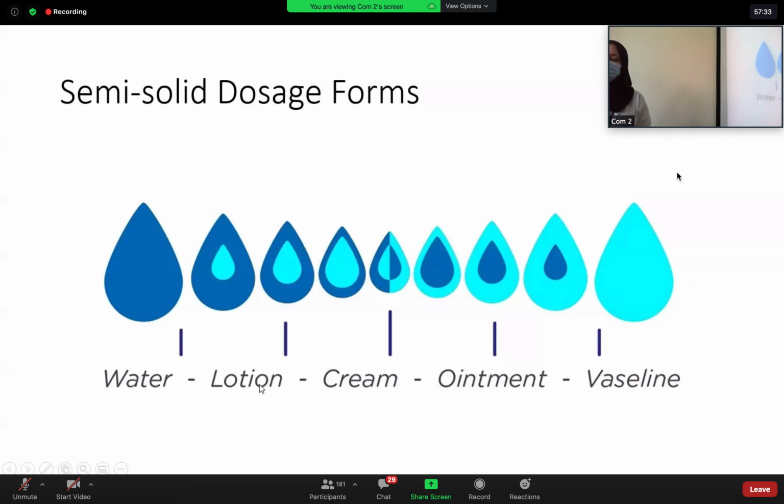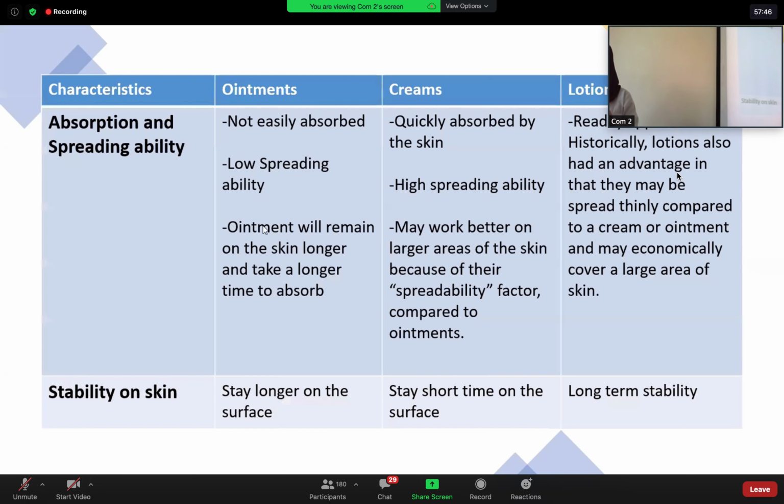Here we can see the lotion toward the lipophilic, and that means the base here is more of a liquid formulation. Then the cream is in the middle. The ointment is more greasy. Even the texture, you will find it different. So if we differentiate between the three, the ointment is not easily absorbed. So if I formulate a medication within an ointment base, it's not going to be easily absorbed.